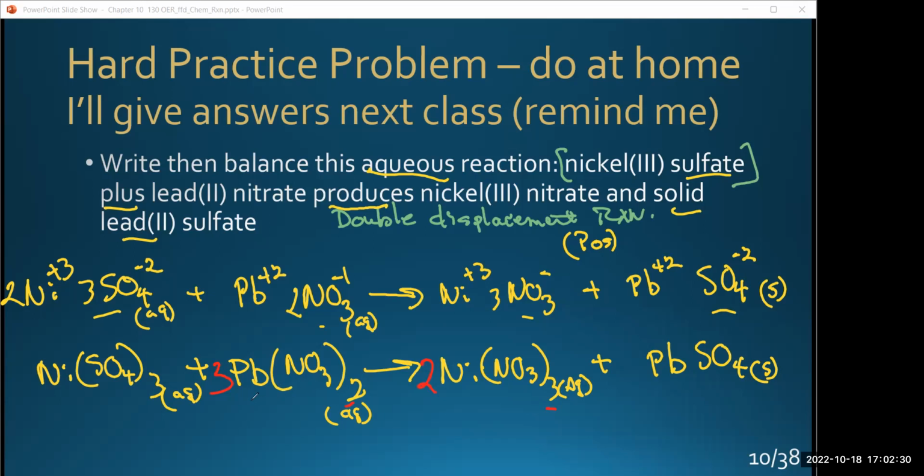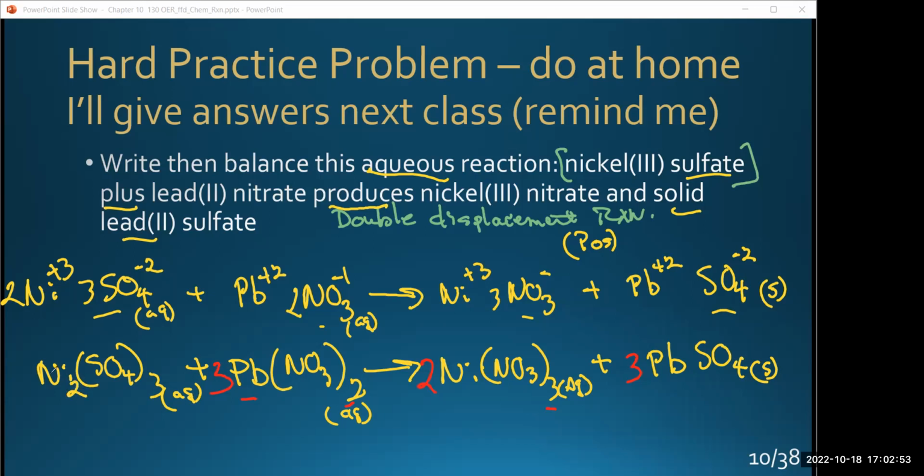Now, in doing that, my lead went from 1 to 3. So I can go to the right side and put a 3 in front of lead sulfate. That kicks up my lead, so my lead is happy. Oh, you know what I did? I missed something here. Nobody caught that.